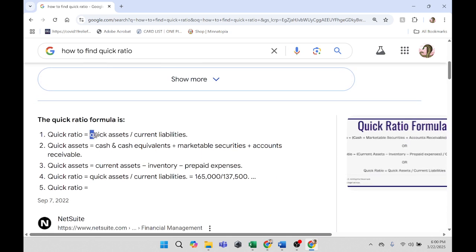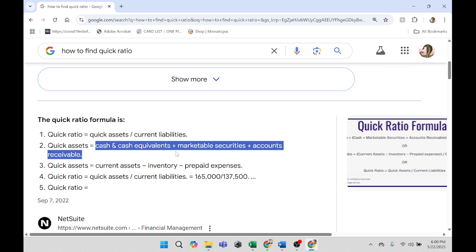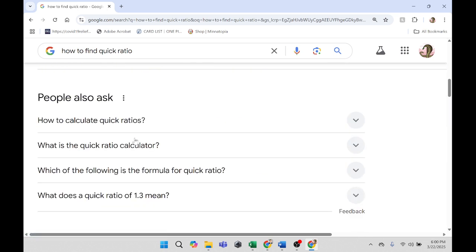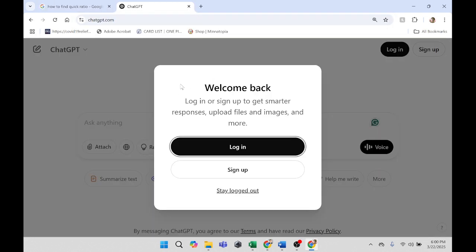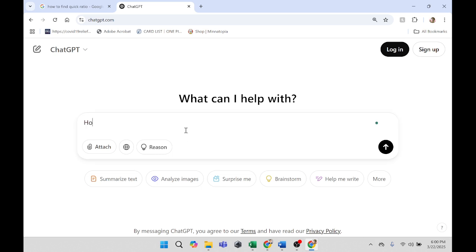Okay, quick ratio is going to be equal to cash plus account receivable. All right, I don't like this. Let me call ChatGPT. All right, how to find quick ratio? Give me the formula.